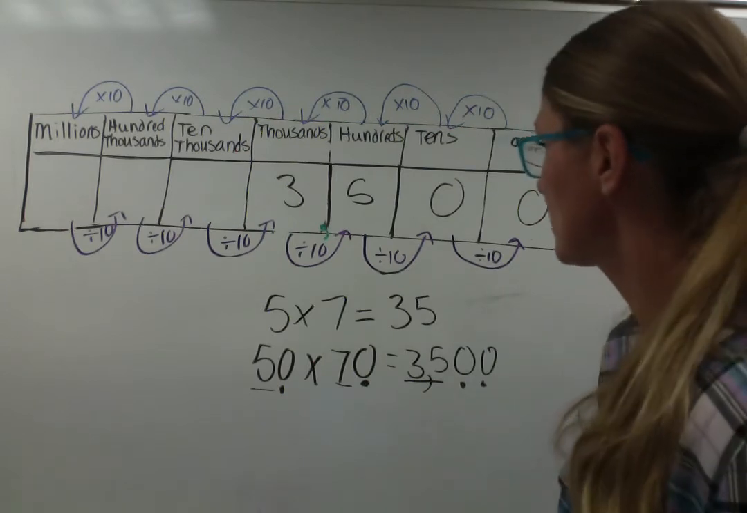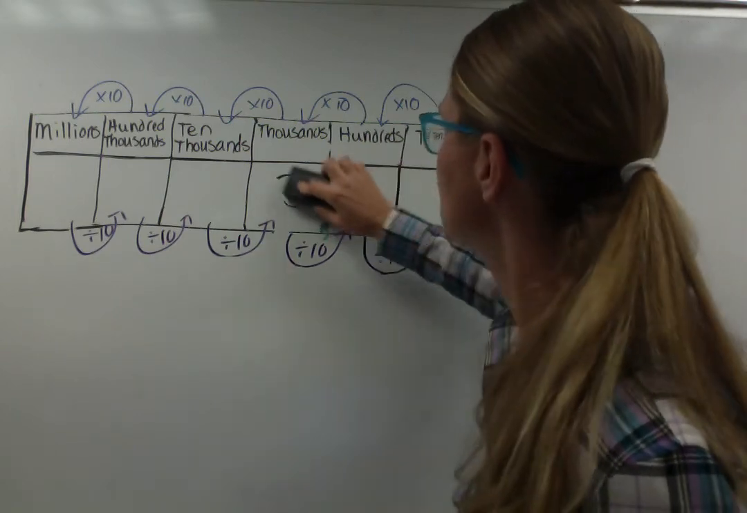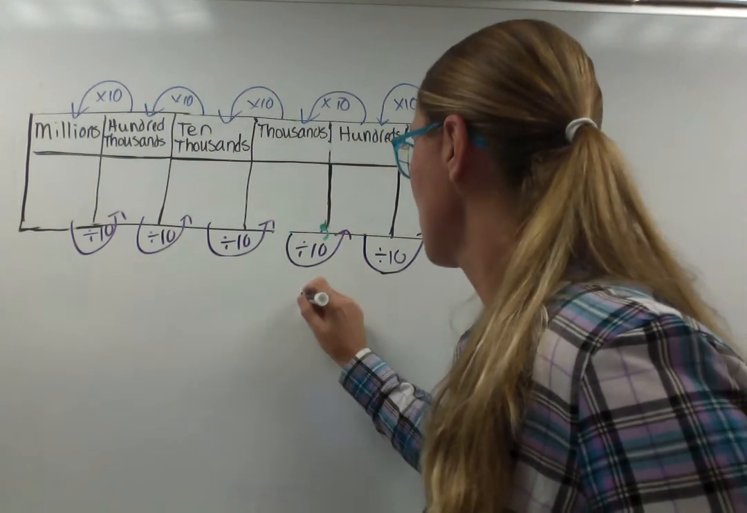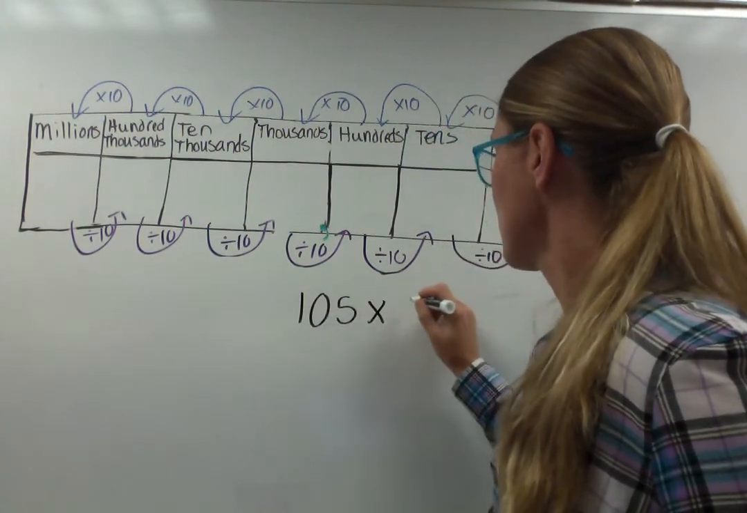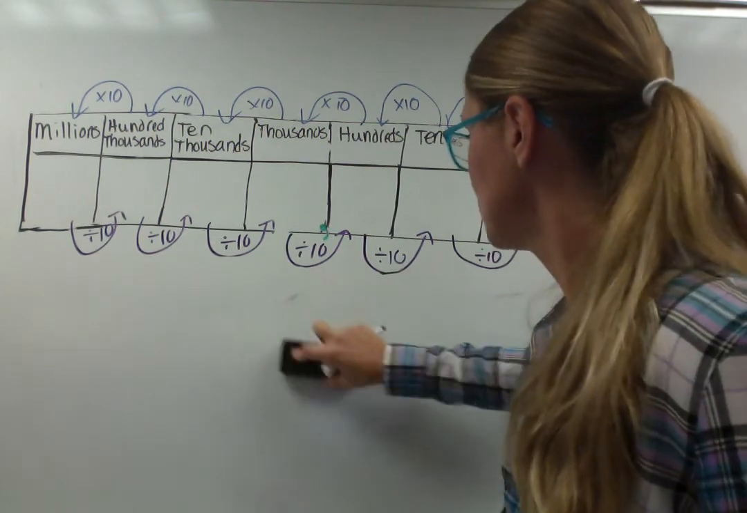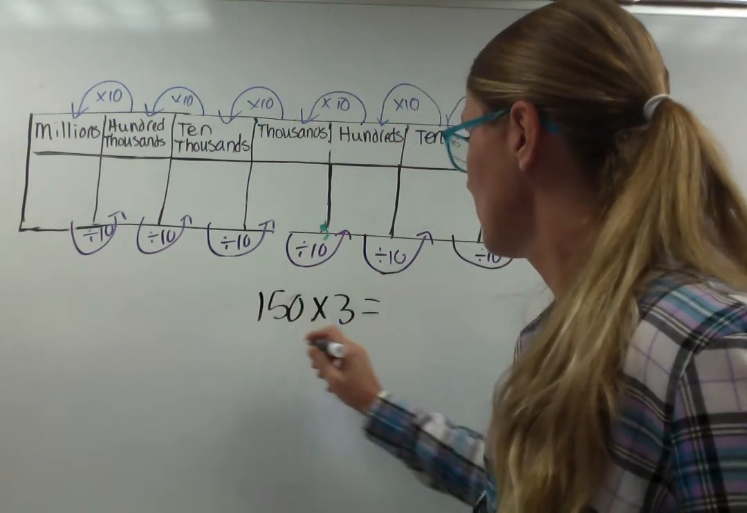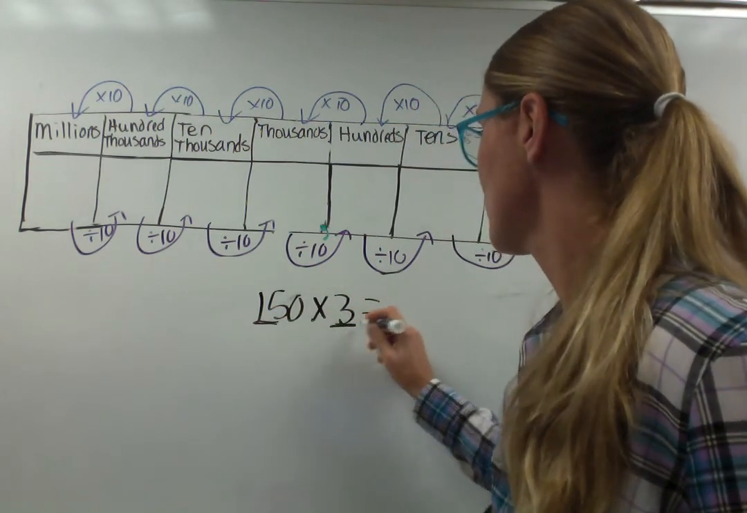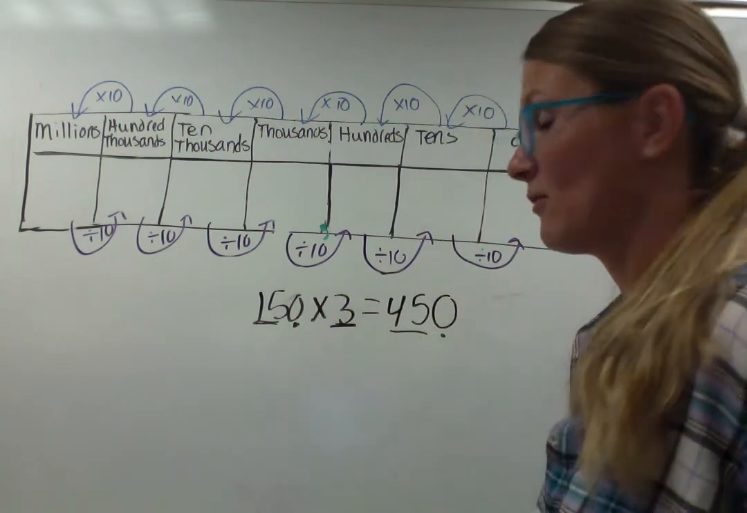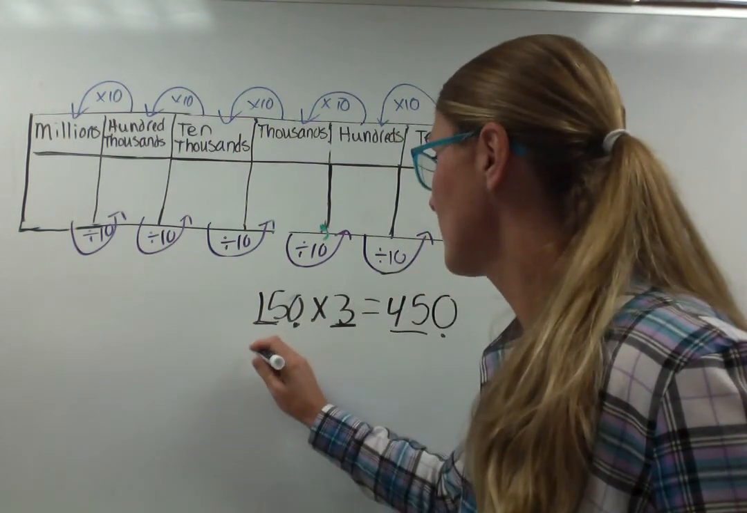And it will work no matter how many zeros you have at the end. It really only works if the zeros are at the end. So this trick would not work if you had, say, 105 times 3. That's not going to work. But if you had 150 times 3, it would work. You would multiply 15 times 3, which is 45, and then you would put that 0 at the end. You get 450.